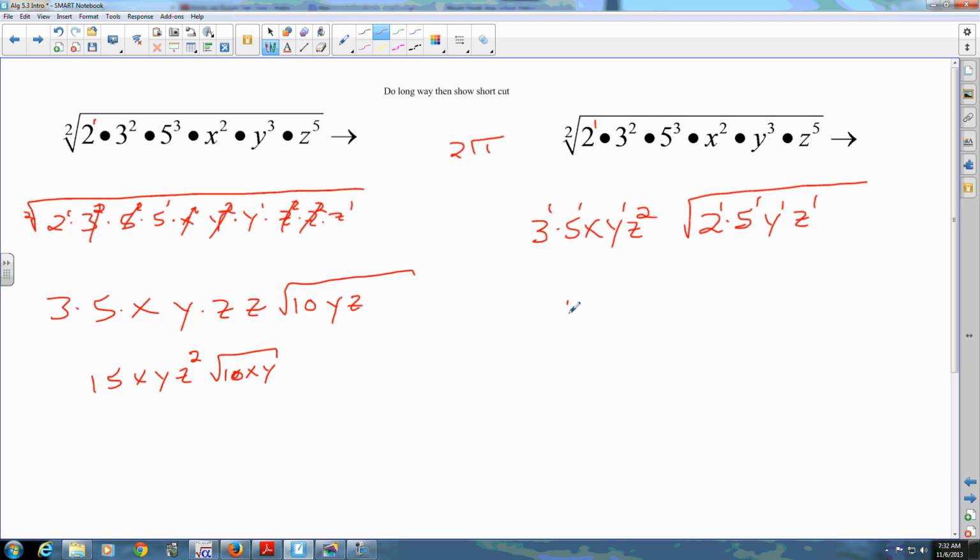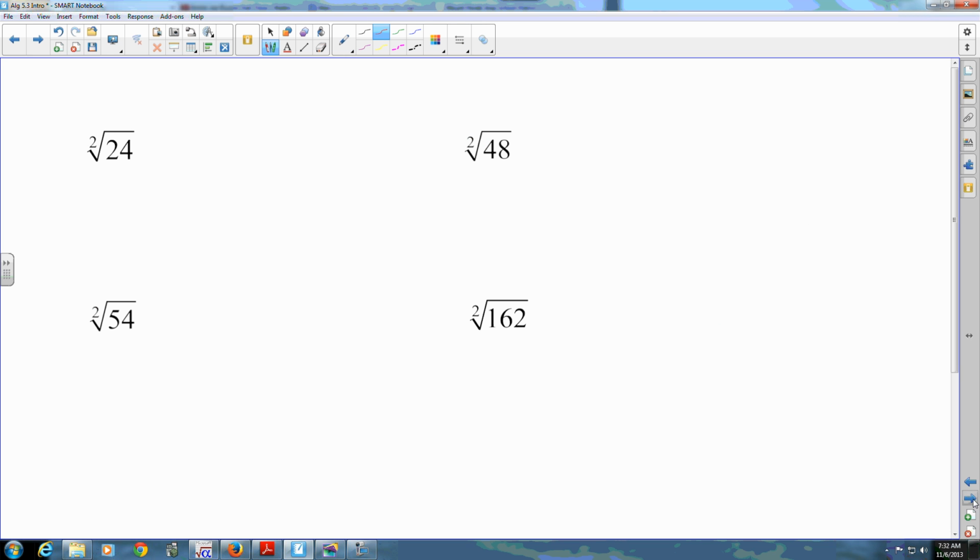So your answer, 15xy z squared square root 10yz. And it matches the same thing over here. Okay? Less writing, less work, more efficient. Now, you're not going to have any in your homework that are this big. I just think sometimes showing you the biggest ones helps illustrate what it is that's going on.